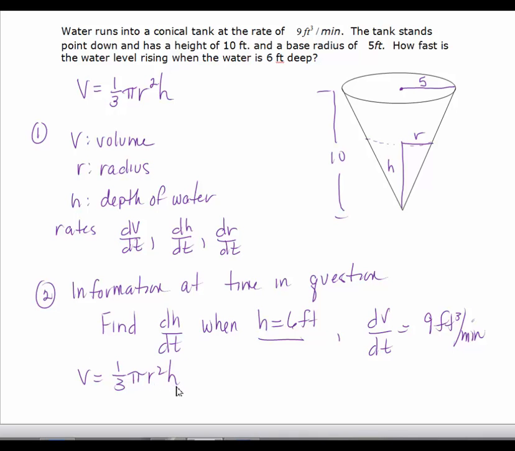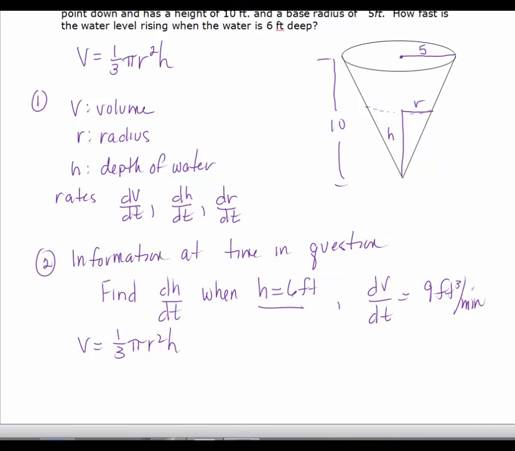We know that we're trying to find dH/dt when h is equal to 6 feet, but we don't know anything about r. And so when we can, we'd like to eliminate a variable. And we can do that here using similar triangles. Think of the height of the cone and the radius of the base of the cone has to be proportional to the height of the water and the radius of the water. Remember, the water is in the shape of a cone that is proportional to the actual conical tank. So I need to set up a relationship using that so I can eliminate a variable.